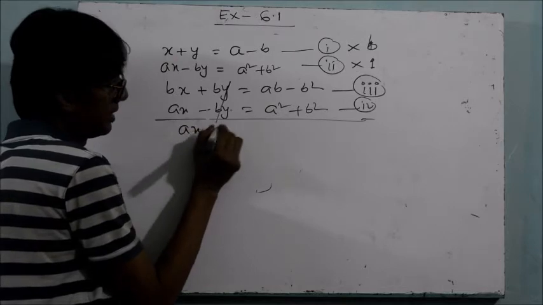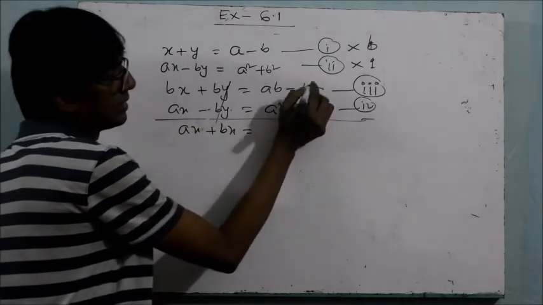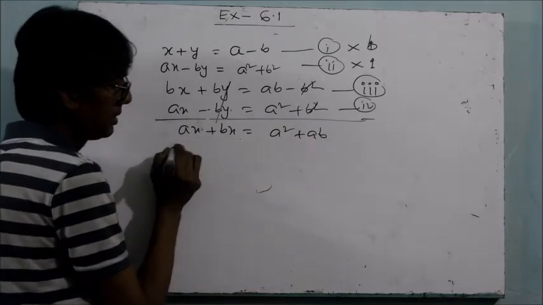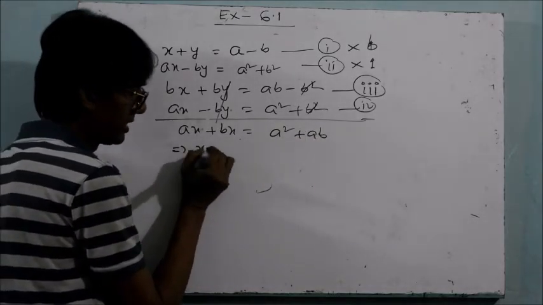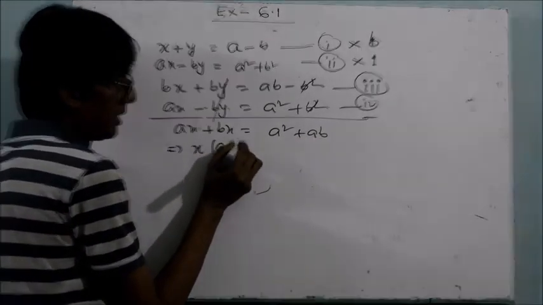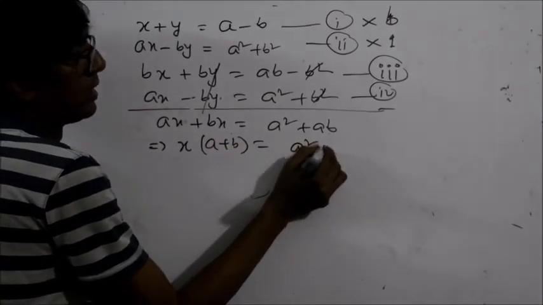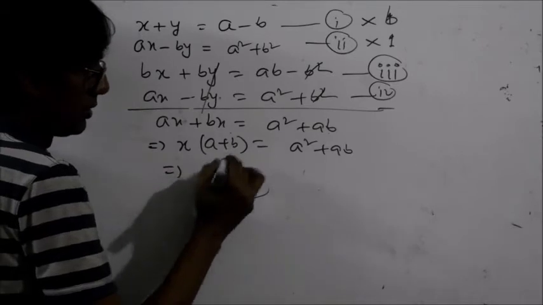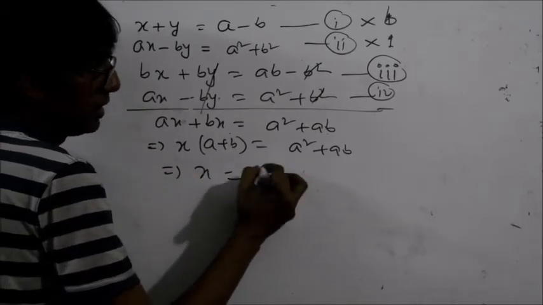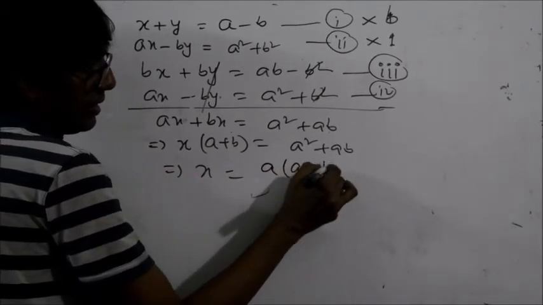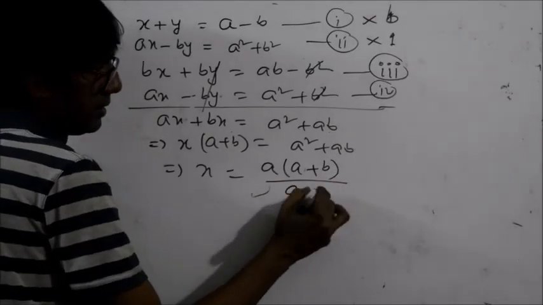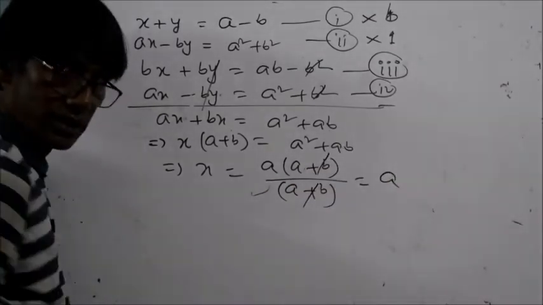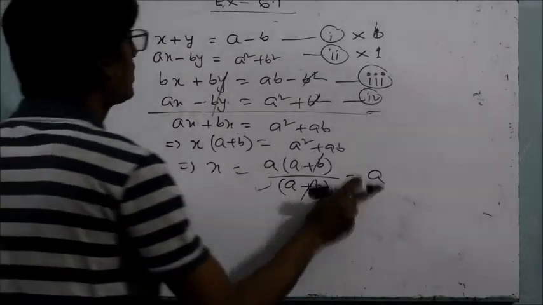Then ax plus bx equals a square plus ab, or if I take x common, x times a plus b equals a square plus ab, or x equals, if I take a plus b common, so a plus b is omitted, so a. So the value of x is a.